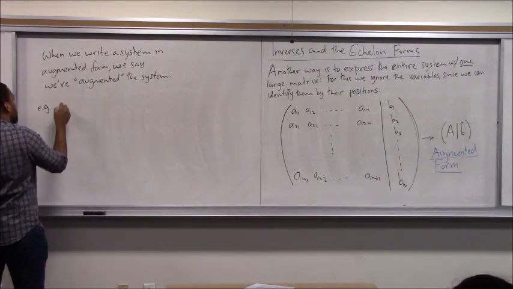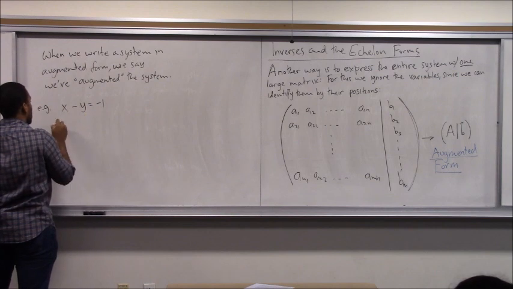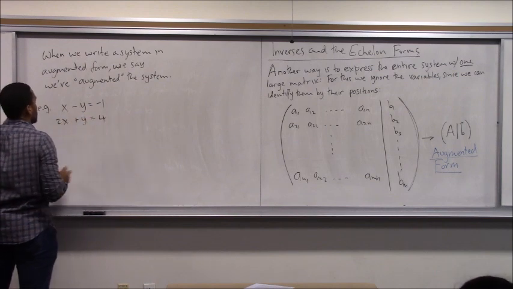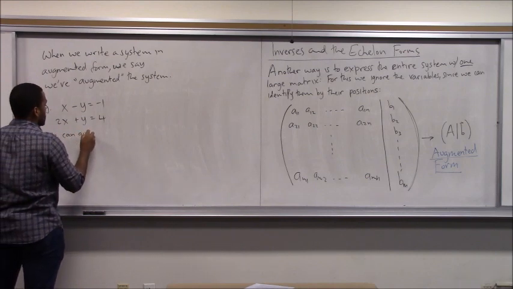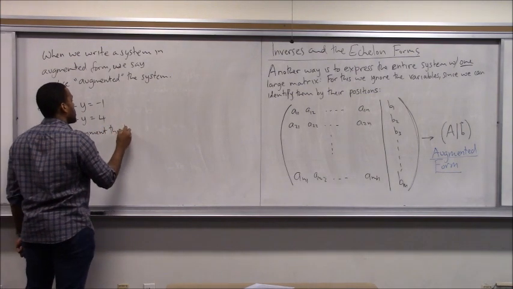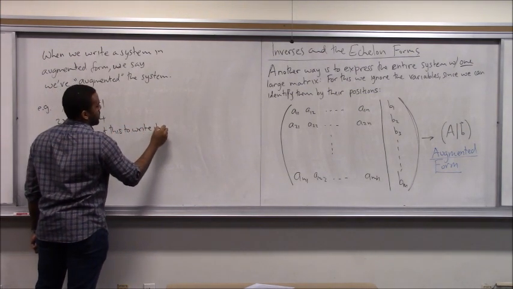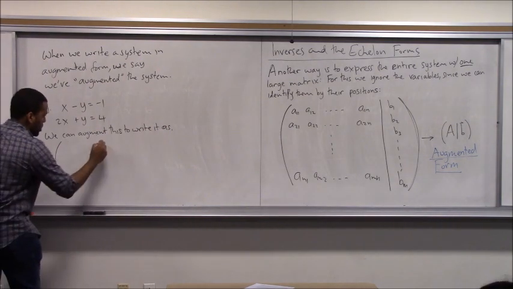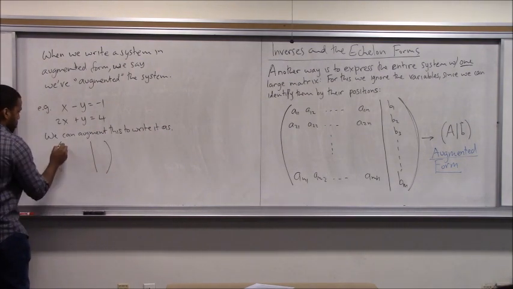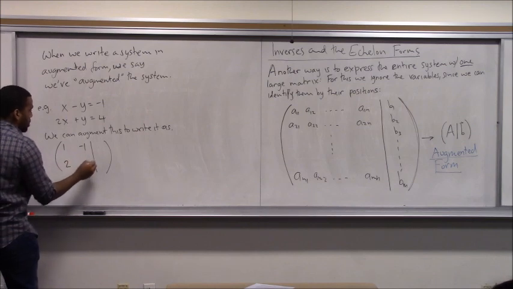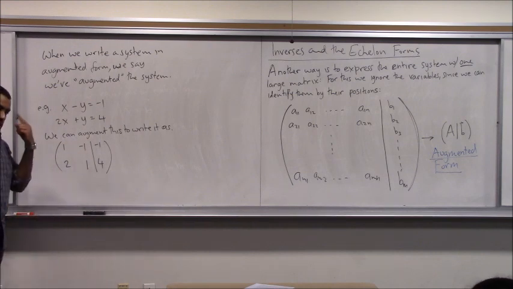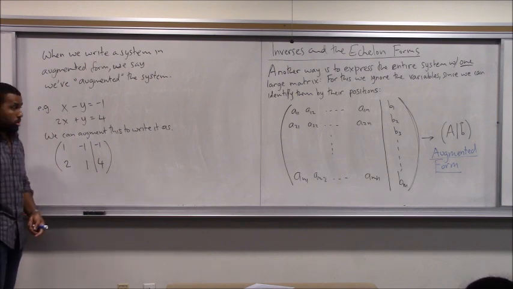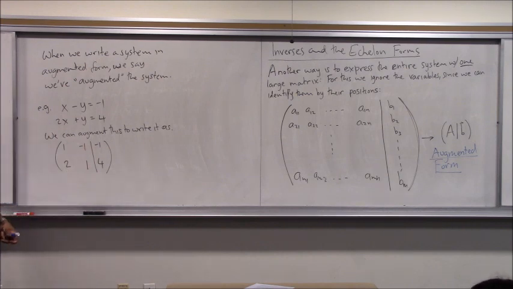Example, let's go back to our silly example from before. We can augment this and write it as one big matrix, with the bar. I'm going to put 1, minus 1, 2, 1, minus 1, 4. Whenever you see a bar inside of a matrix, it means the person who wrote it down was specifically thinking about it as a system of equations, where the bar represents the equal sign.